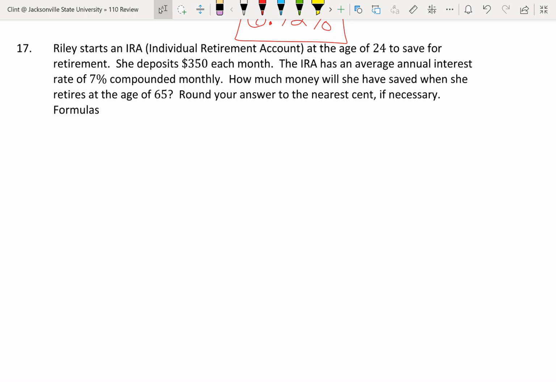Now this one says Riley starts an IRA at the age of 24 to save for retirement. She deposits $350 each month, so we're making monthly payments. The IRA has an average annual interest rate of 7% compounded monthly, and we want to know how much she's going to have in total when she retires at the age of 65. So on this one, we're trying to find the future value of an annuity, and we're making payments. So here's our formula.